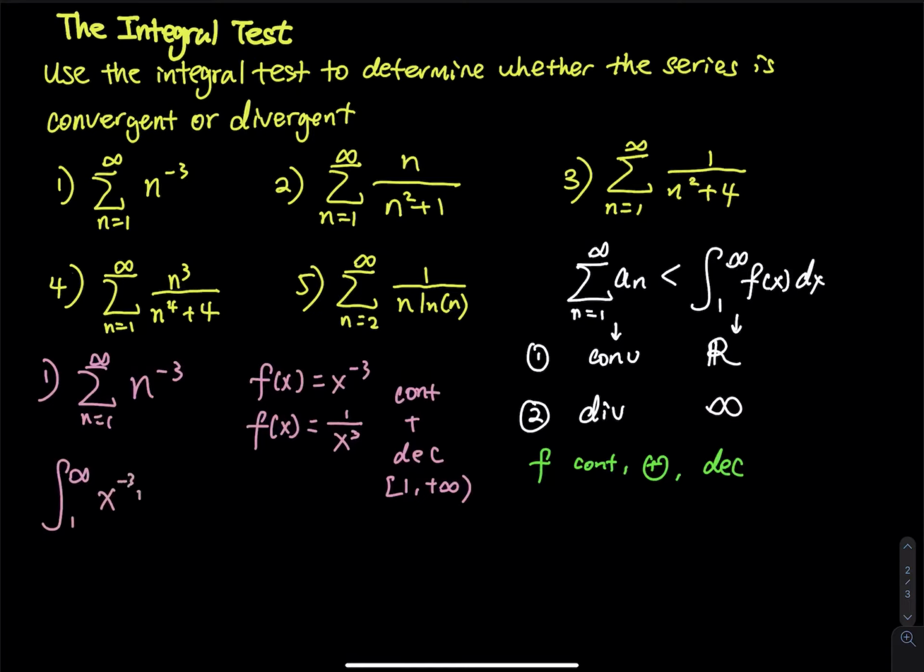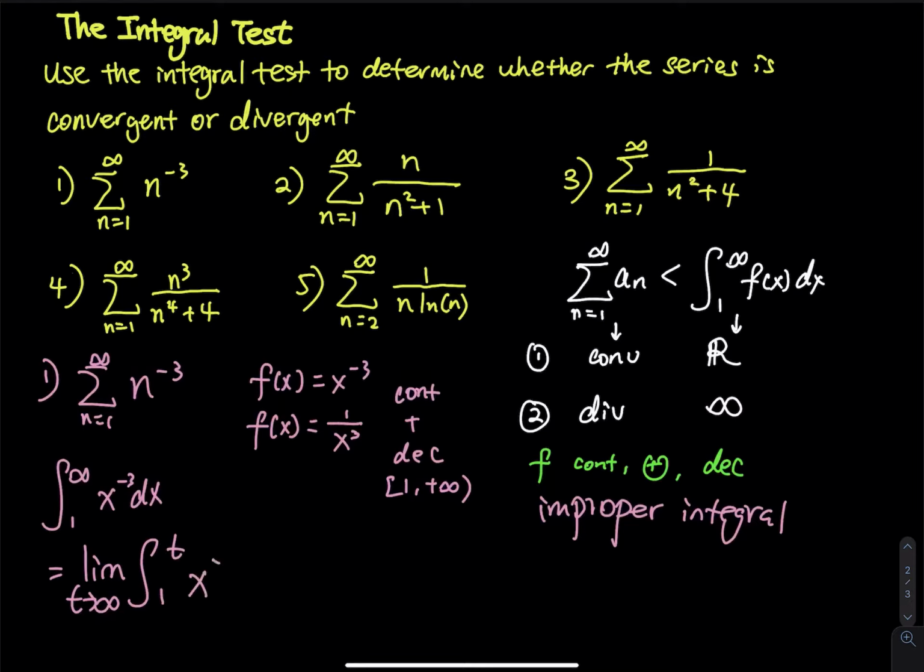This is a simple power rule, and since there is an infinity, you have to do an improper integral. By the way, writing this limit is required because you are doing an improper integral. So the limit as t approaches infinity, that is how we do improper integrals. So this is from 1 to t of x to the negative 3 dx, which equals the limit as t approaches infinity.